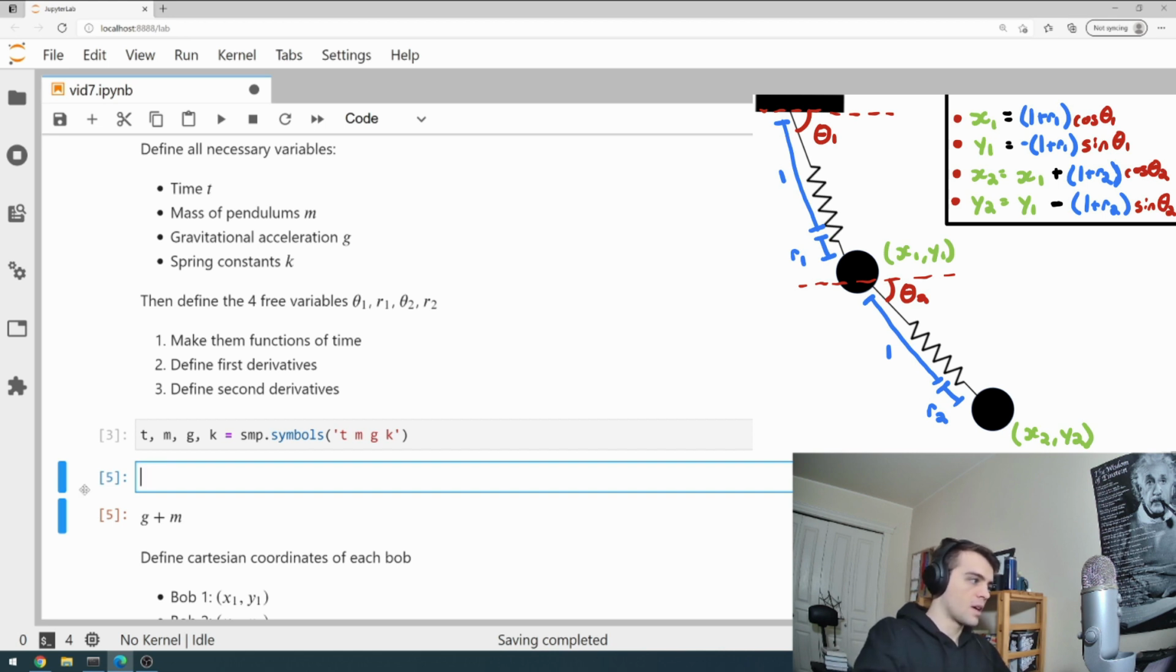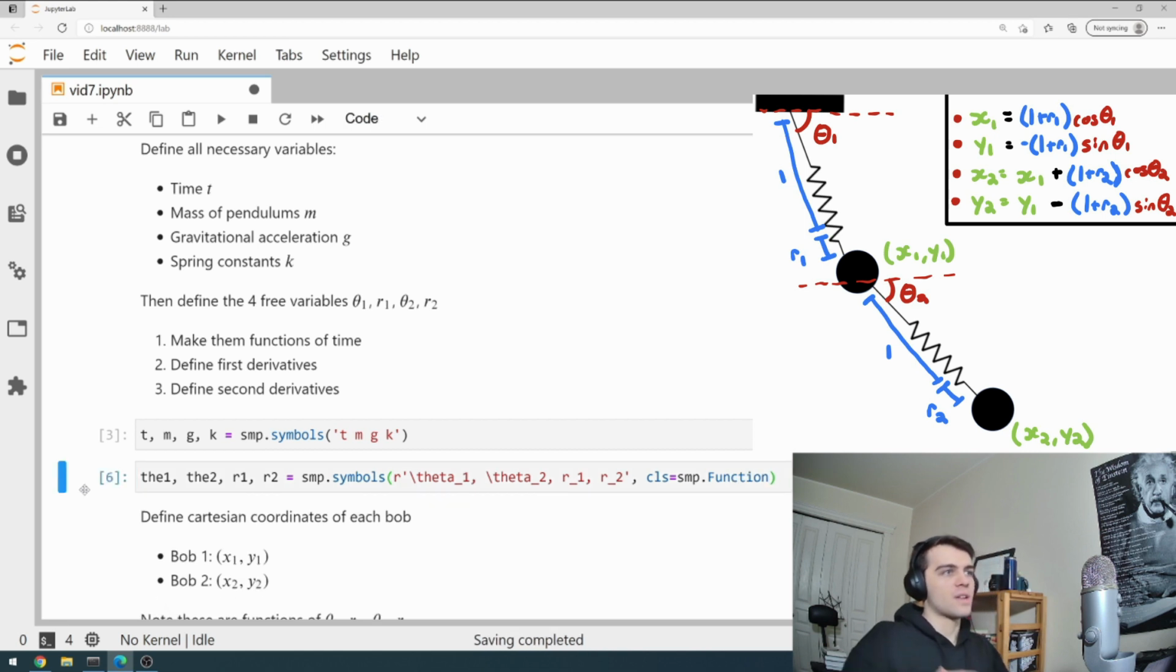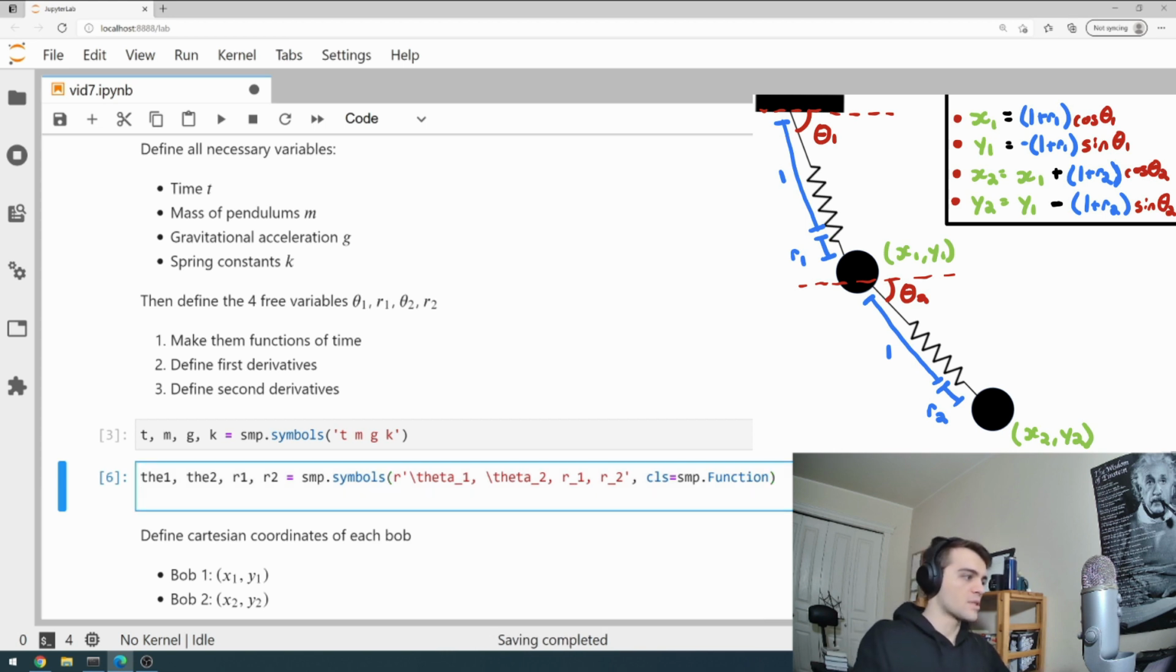So the first thing I'll do is I'll go theta 1, theta 2, r1, r2 is equal to sympy.symbols. And in LaTeX notation, I have theta underscore 1, theta underscore 2, r1, and r2. And these are going to be functions of time, so I have to be careful that I go cls equals sympy.Function like this. So now they know that this will be a function of some other variable, right? And I can define them as functions of time, for example.